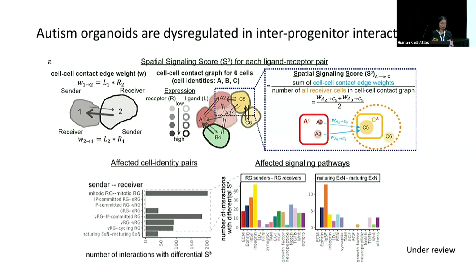And with this method, we found that, interestingly, even though it's the neurons that are disorganized, it is the progenitors that show the majority of the affected signaling pathways. And a lot of these signaling pathways participate in cell adhesion, for example, extracellular matrix, integrin signaling, and so on.